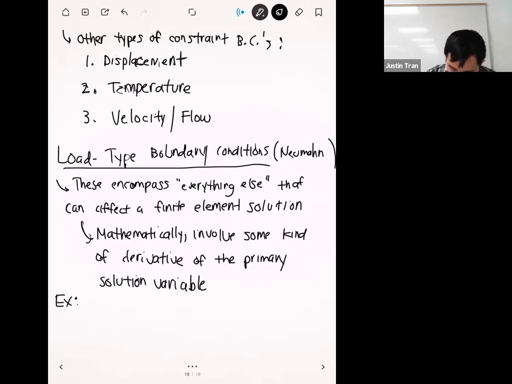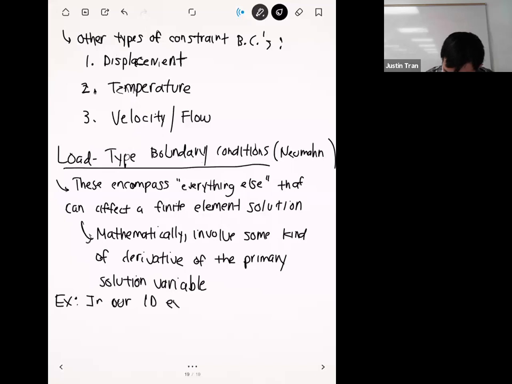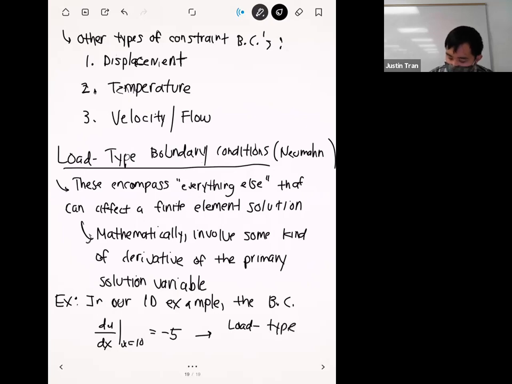And so in our 1D example, the boundary condition du dx at x is equal to 10 is equal to -5. Okay, this was our load type boundary condition. Because again, it involved the derivative, and it didn't directly specify the value for u. What you're doing instead is specifying the derivative of u.